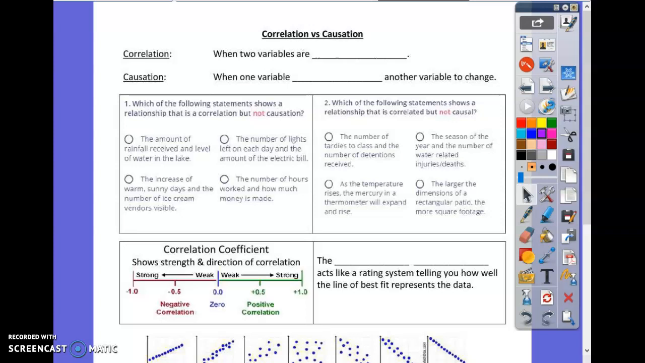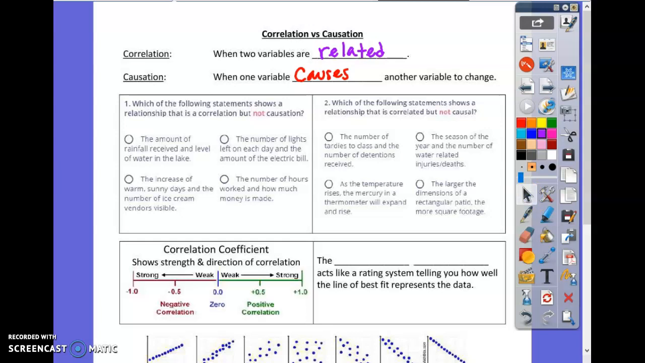Okay, today we're going to be talking about correlation versus causation and correlation coefficient. The difference between correlation and causation is that correlation is when two variables are related, but one doesn't cause the other. And causation is when one variable causes another variable to change. So it has to cause the other one to do something.